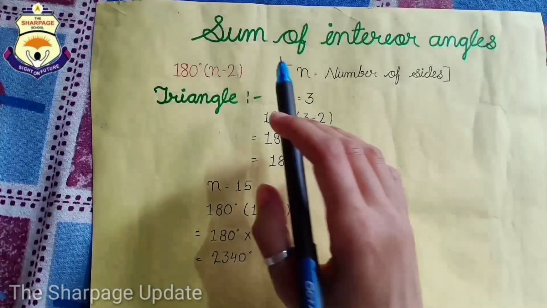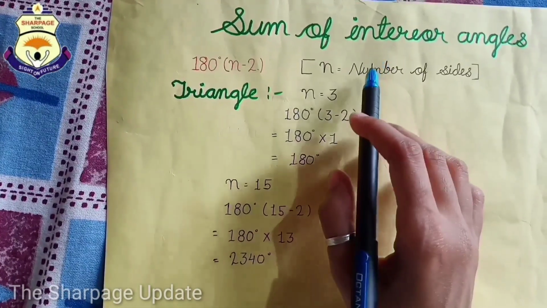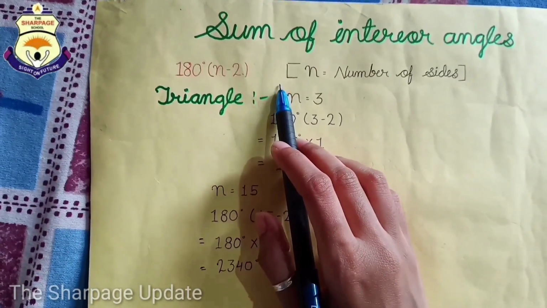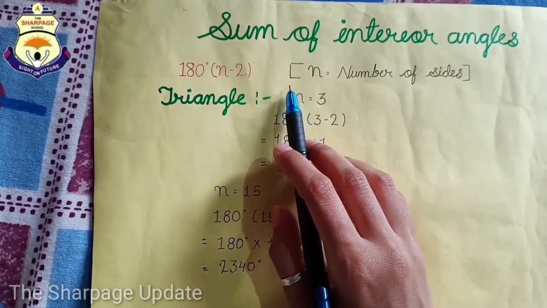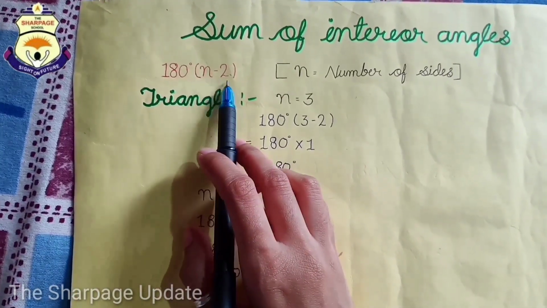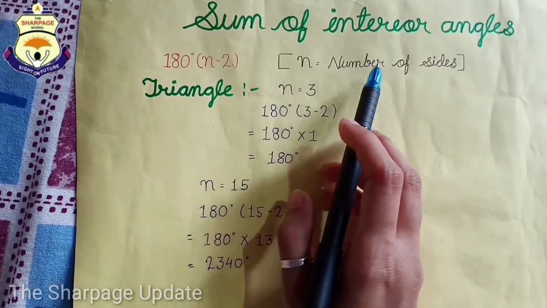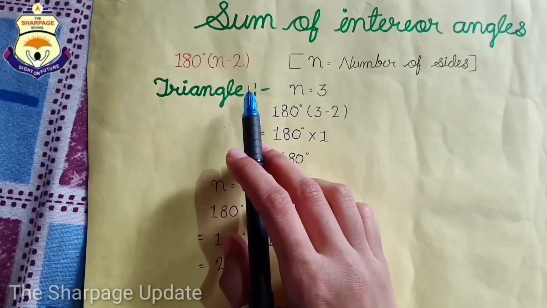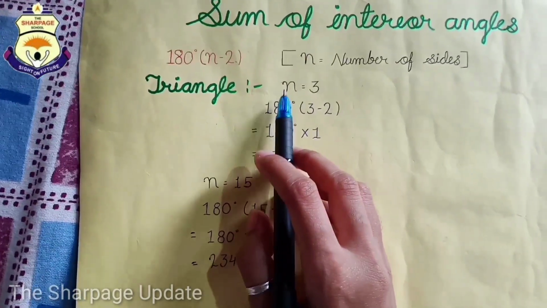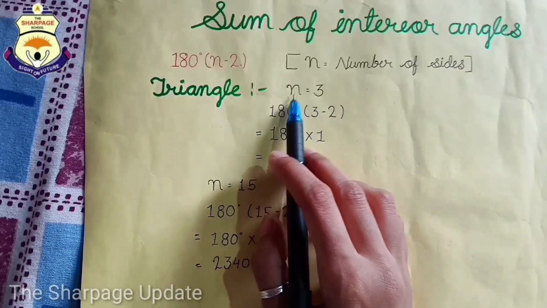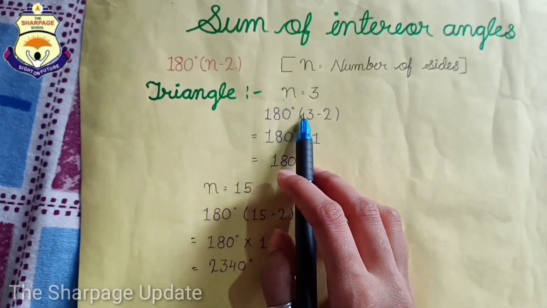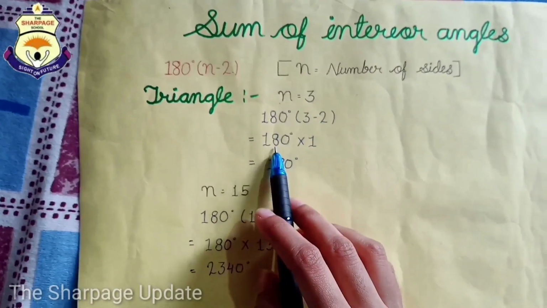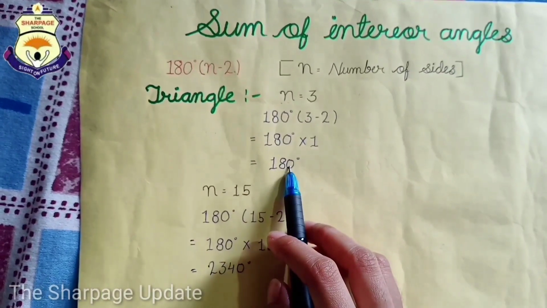Now let's know how to find the sum of interior angles of any polygon. There is a formula to find the sum of interior angles of any polygon. The formula is 180 degrees multiplied by (n minus 2). Here n is equal to the number of sides. If you want to find the sum of interior angles of a triangle, the number of sides is 3. So in place of n we put 3. 180 degrees multiplied by 3 minus 2. 3 minus 2 is equal to 1. 180 degrees multiplied by 1 is equal to 180 degrees.